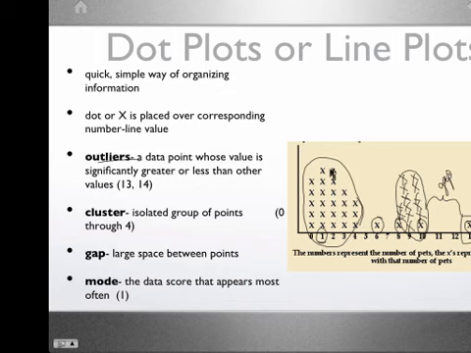Now the mode is your data score that appears the most often, and we'll talk a little bit later about mean, median, and mode, but as far as this display is concerned, our mode would be 1 because that's the most frequent. It's the data score that appears the most often.